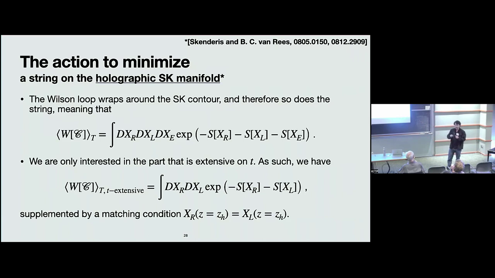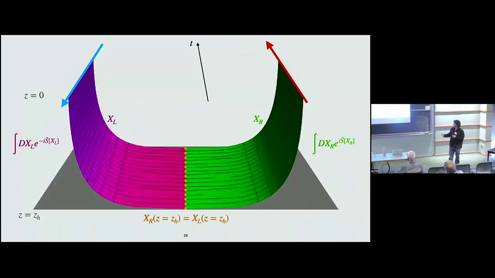And I need to specify a matching condition. How do these two sides talk to each other? The answer is that the strings have to join at the horizon of this black brane metric that I described earlier. In pictures, it looks like this. You have one side of the Schwinger-Keldysh contour here on the right, a string hanging down from it, and the other side with a string hanging down from it. And on each side, I'm going to have to sum over surfaces such as these that are matched down here at the position of the horizon where the black brane is.